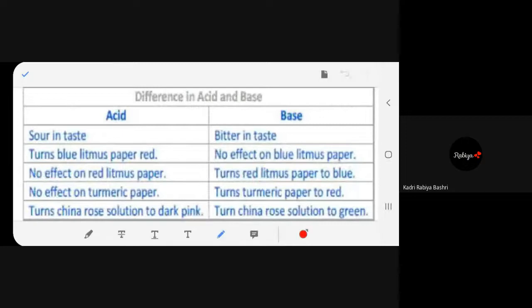Next one is, if I put acid on turmeric paper, the turmeric paper remains yellow. Agree? Just now I showed it to you. Just now we learned regarding turmeric paper. The turmeric paper remains yellow when it's put in acidic solution. You agree? But in basic solution, it turns red.